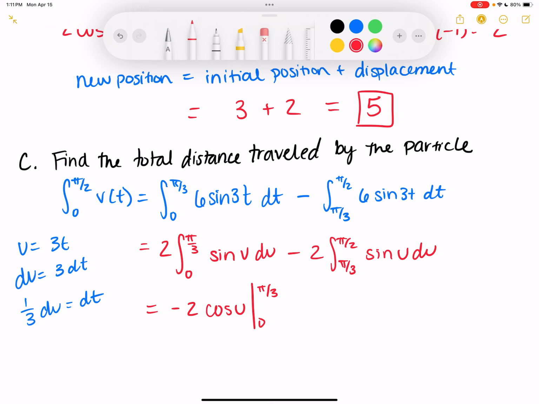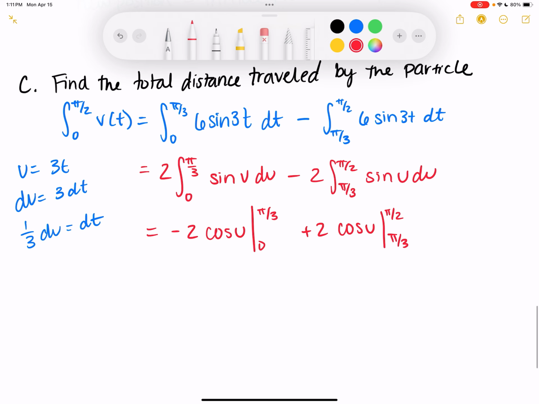Now this one, because this was minus 2 and this is going to be negative cosine, it's going to be plus 2. So plus 2 cosine of u from pi over 3 to pi over 2. Now, at this point, though, I need to replace u with 3t so that I don't forget about that, because I did not do new parameters this time.